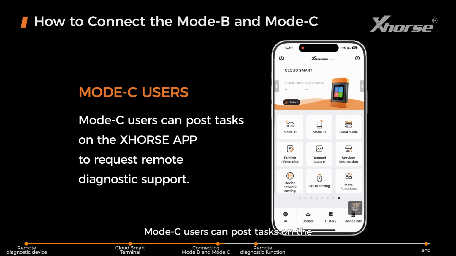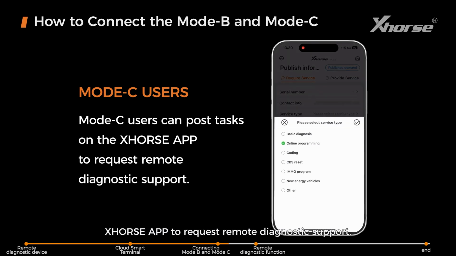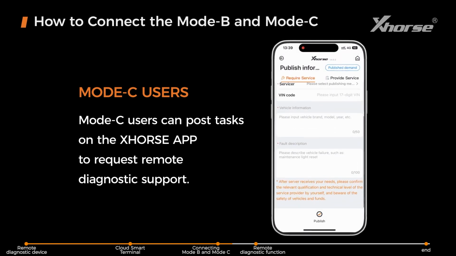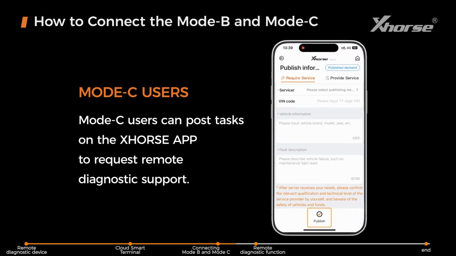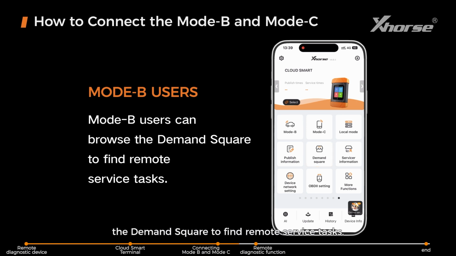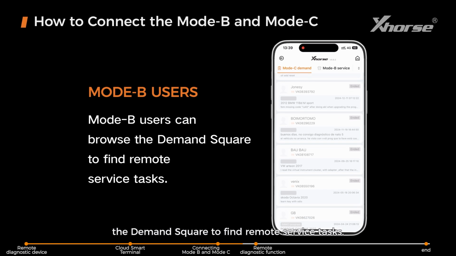Mode C users can post tasks on the Xhorse app to request remote diagnostic support. Mode B users can browse the demand square to find remote service tasks.